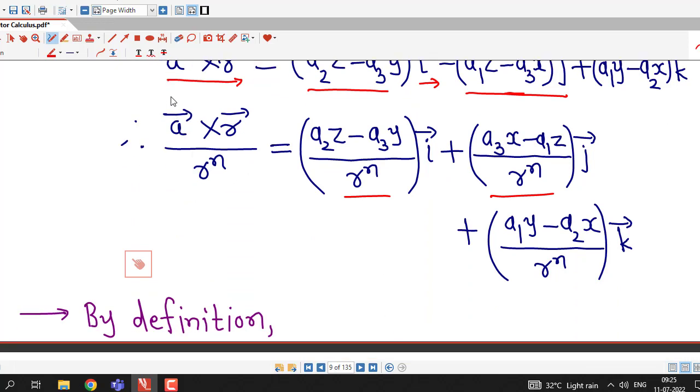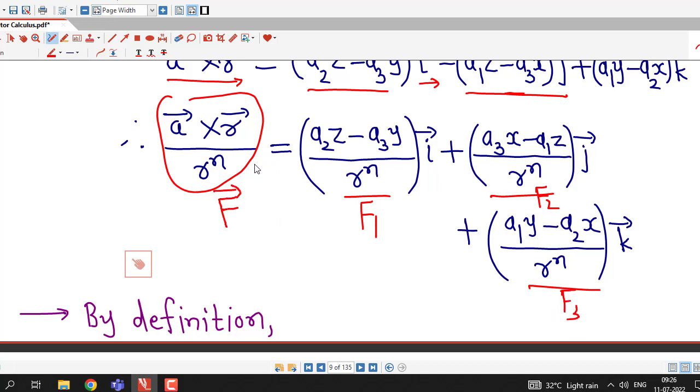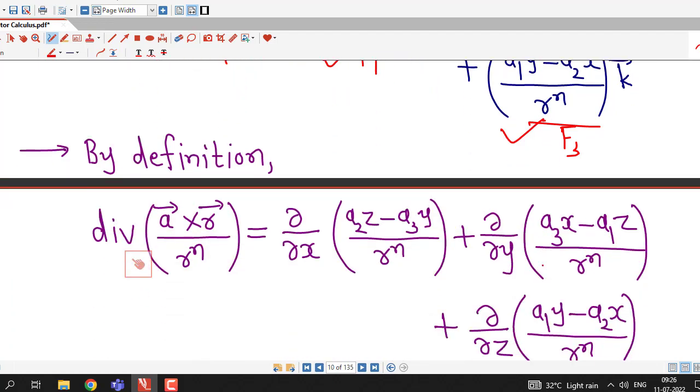Now we are interested in the divergence of this quantity, and that we have written in this form, vector form. First component is a2z minus a3y divided by r raised to n. This is second component. And third component, and we are interested in the divergence of this vector f bar. So by definition, divergence of this vector will be equal to partial derivative of this first component with respect to x plus partial derivative of second component with respect to y and plus partial derivative of third component with respect to z. So that I have written here.